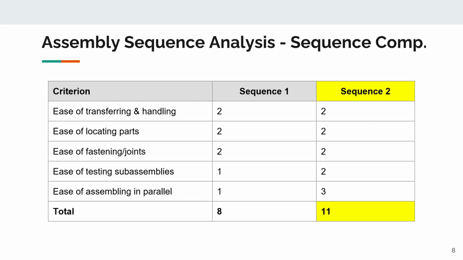Moving on to the sequence comparison table. Sequence 1 and 2 are equivalent except for the last 2 criteria, ease of testing subassemblies and ease of assembling in parallel. Sequence 2 performs better than Sequence 1 because it delays differentiation and allows you to take advantage of common subassemblies, assembling them earlier in the process, which allows you to test them better and assemble both products in parallel. And this results in it having 3 points higher in its total score.